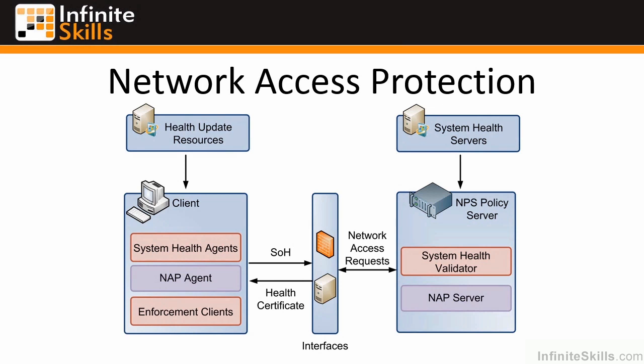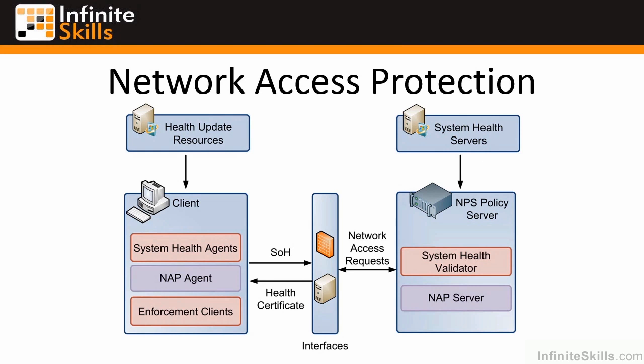Effectively, when a client wants to access, maybe wants to get an IP address through DHCP, or wants to connect through 802.1x, it has a number of system health agents. There's a network access protection agent and enforcement clients that make up the client. The process sends this requested statement of health to the network policy server. It has a system health validator. It checks those requests and gives them a health certificate. And only if a machine is healthy is it allowed on the network.